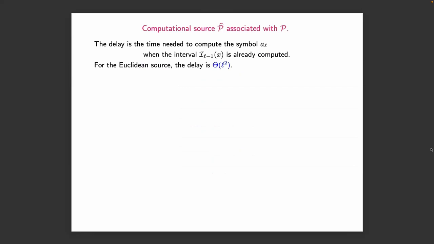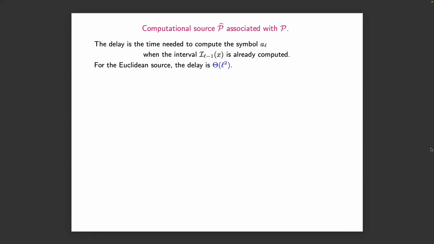Okay, now I consider what I call the computational source P hat associated to P. So the delay is the time we need to compute the symbol A sub L when we have already computed A1, A2, and A(L minus 1). So this means that the fundamental interval I sub L minus 1 of X is already computed.